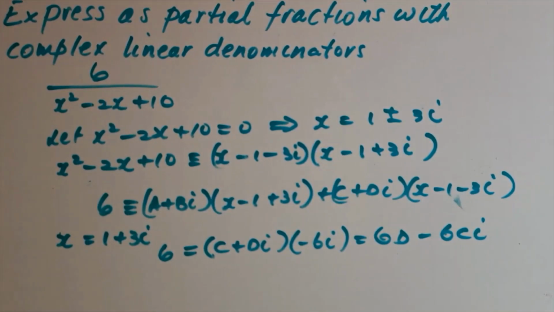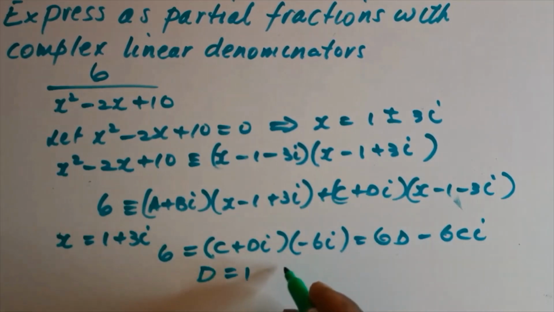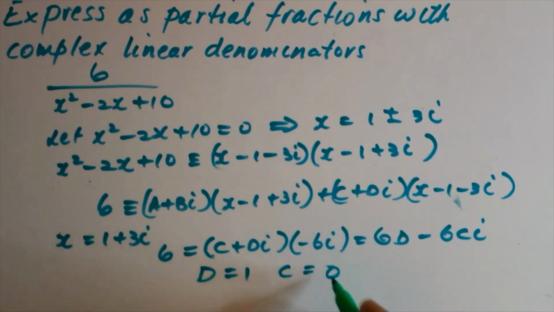If we equate the real parts to imaginary parts, we only have a real part here of 6 on the left, and that's equal to 6d, so d must be equal to 1. There's no imaginary part, so c is equal to 0.